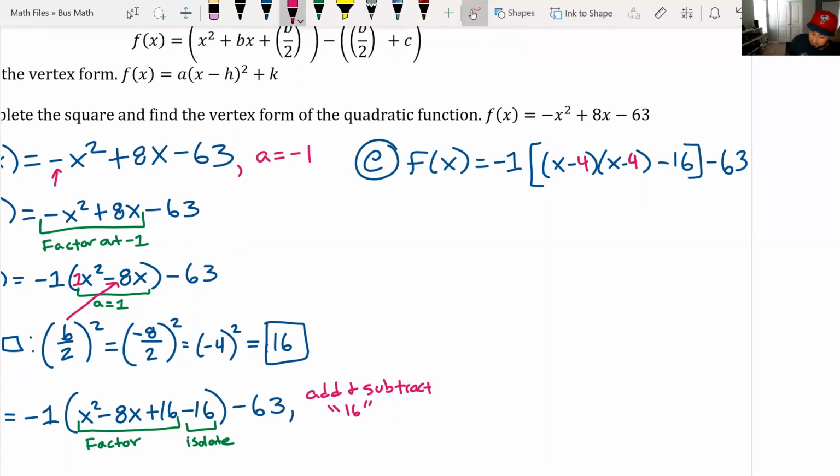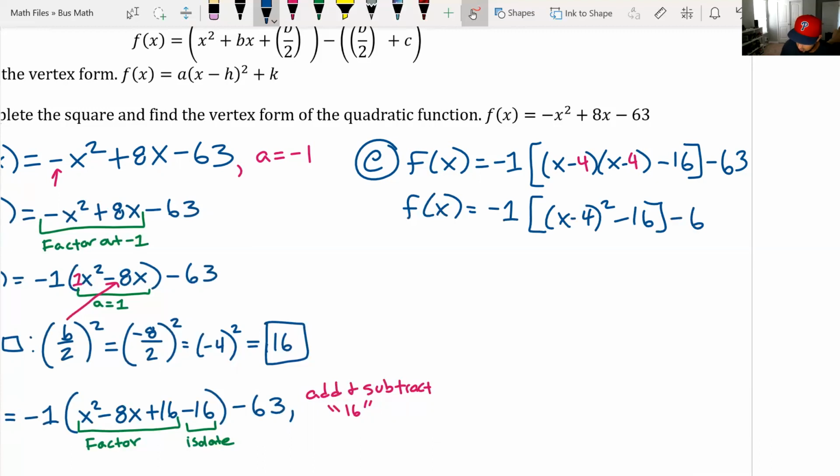Okay, perfect. Which means, let's clean this up. -1. Keeping the bracket there for neatness. X minus 4 times x minus 4 is x minus 4 squared minus 16 minus 63. Okay, what comes next is distribute the -1.